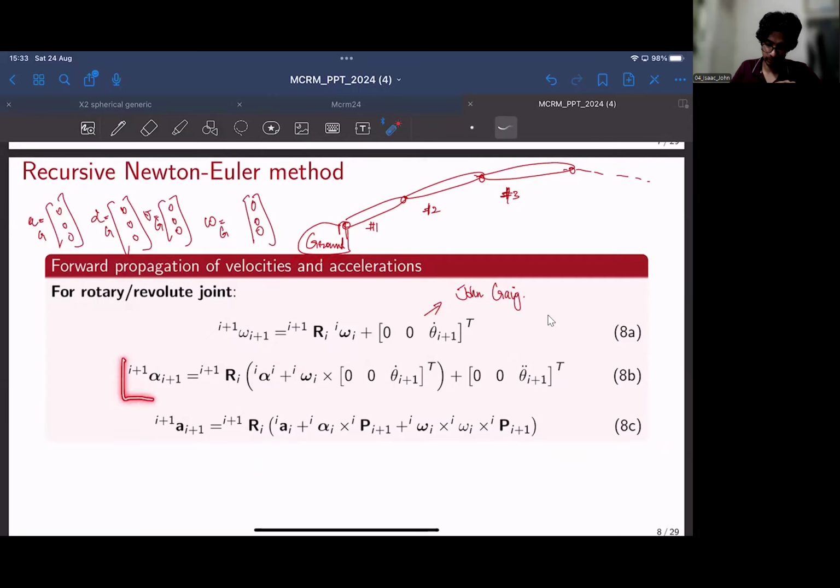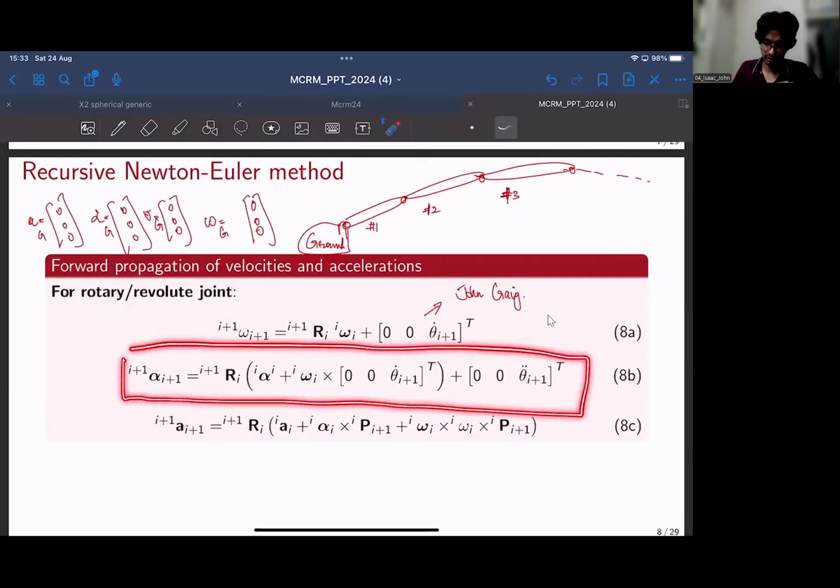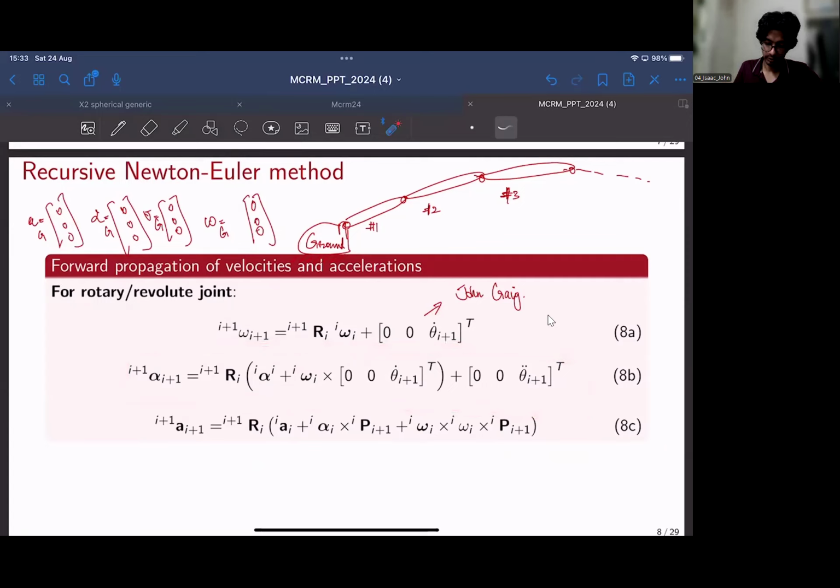And the same goes for the propagation of angular accelerations, right? This is the angular acceleration of the I plus 1 link. That is nothing but the angular acceleration of the previous joint, plus there is this component, I omega I cross the input angular velocity of the current joint, plus the input angular acceleration of the current joint. Again, this definition is obtained by taking the derivative of this expression.